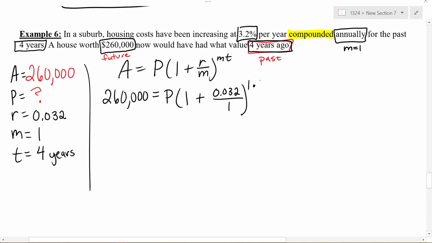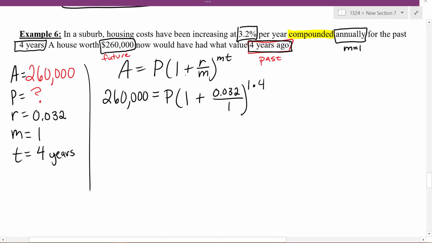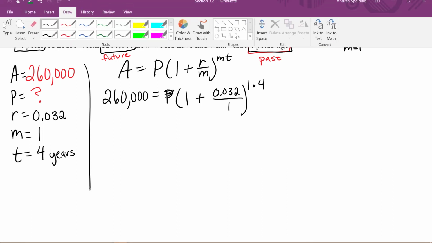Alright, our t-value is 4. So we want to get p by itself. Our goal is to solve for that original.